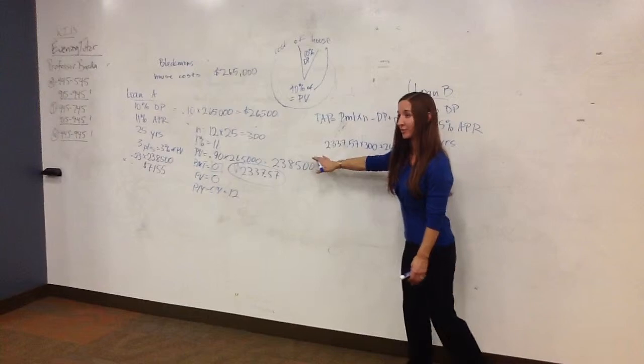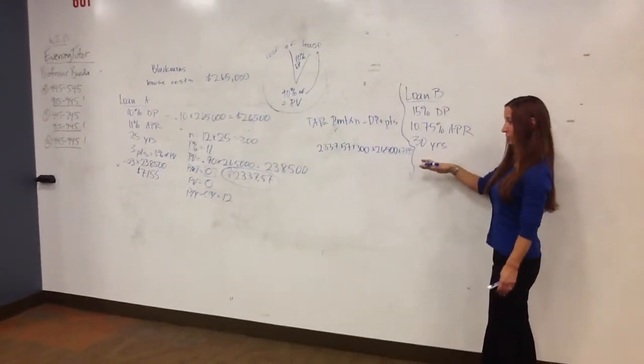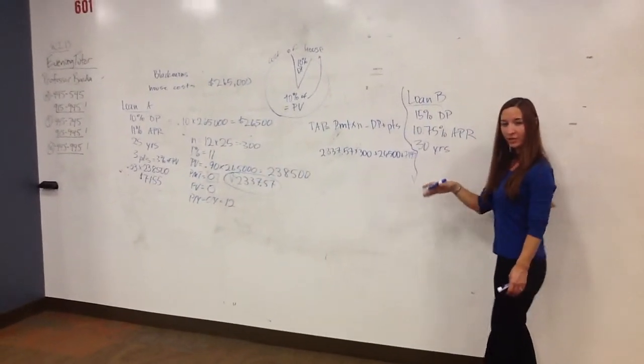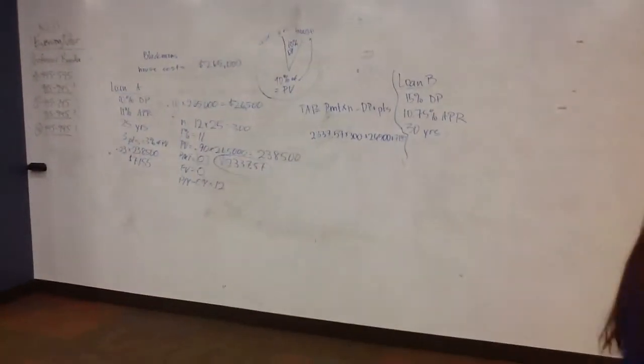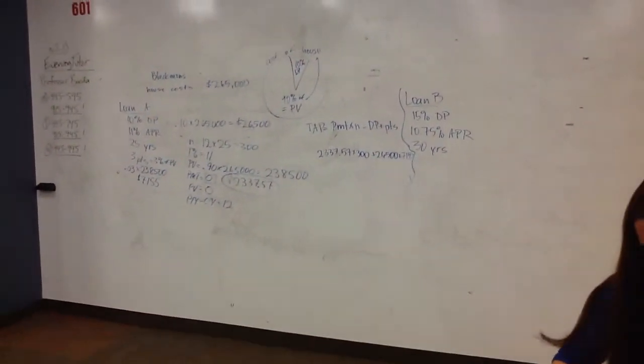So when you type all of this into your calculators, 2,337, let me take somebody's calculator while you're writing this down. Oops. Sorry.